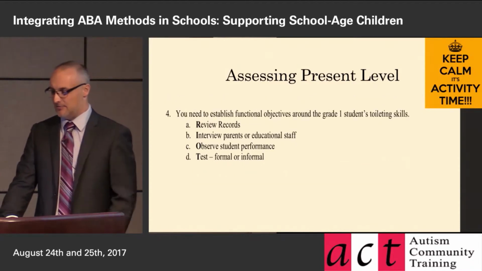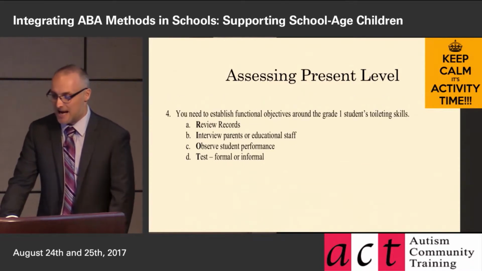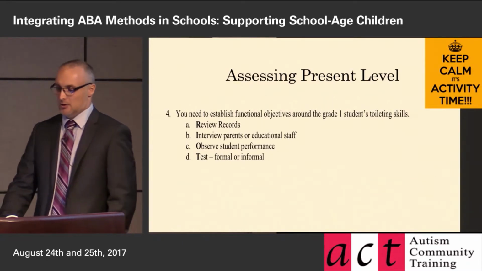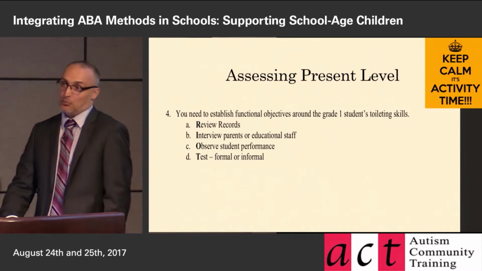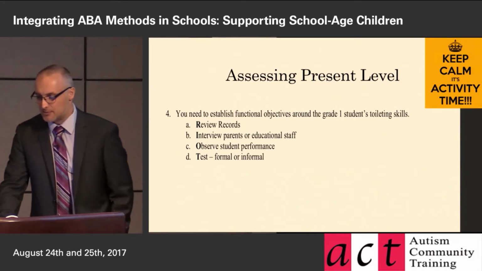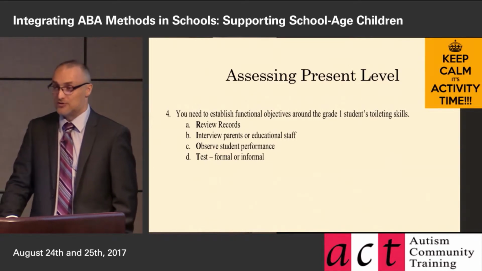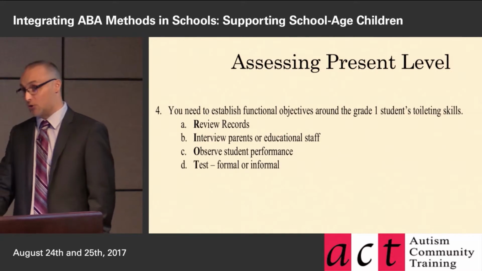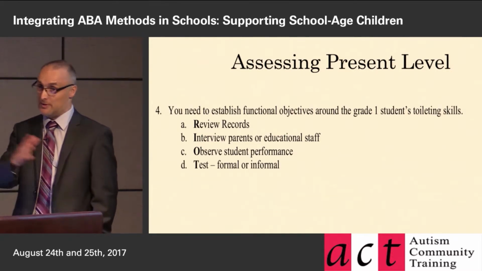So we need that baseline information. You need to establish functional objectives around grade 1 students' toileting skills. Could you do a review of records? Yeah, maybe. Probably not school records. Maybe they've done any training at home. Could you interview parents about toileting skills? Yeah. Absolutely. Does it mean that what he does at home around toileting is what he'll do at school? No. So there might be no generalization of that.